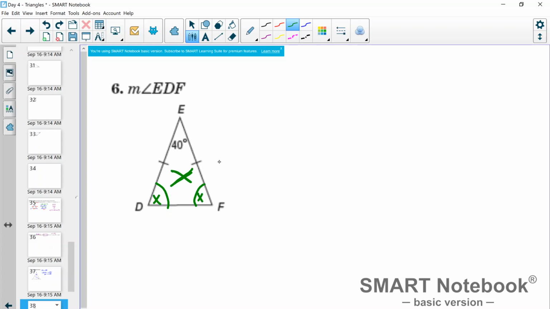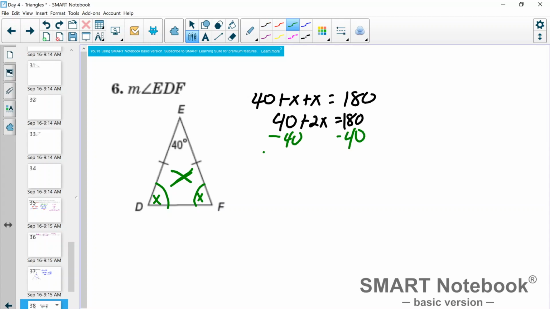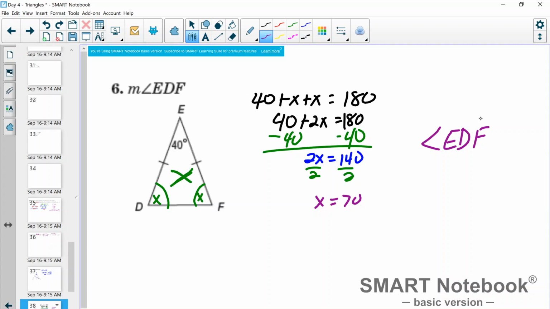Again, isosceles triangle theorem. I know in any given triangle, my angles are going to add up to 180 degrees. So 40 plus x plus x is going to give me 180 degrees. So I get 40 plus 2x gives me 180. I'll subtract 40. So I get 2x gives me 140. Divide by 2. I get x equals 70. So angle EDF, which is just x, we found x is 70, therefore it's 70 degrees.